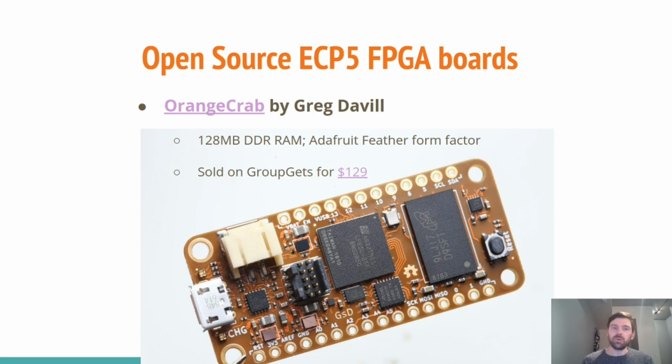And then another board I like a lot from Greg is the OrangeCrab. It has 128 megabytes of DDR memory, so it's much more capable of running Linux. It has more space and a faster memory interface. And it's in this neat little form factor called Feather, which you might have seen different Adafruit boards having. And you can get that on GroupGets.